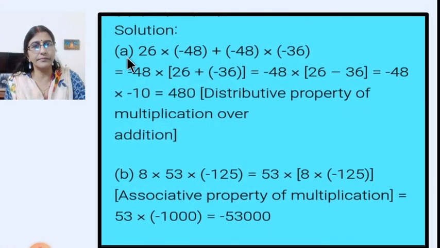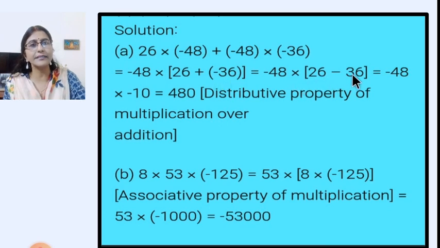First one is 26 into minus 48 plus minus 48 into minus 36. You can see here minus 48 is here also, here also. So it is common. So we will take this common number outside. So next step we will write minus 48 multiplied by, and this number we will write inside the bracket plus, and this is minus 36 is written, and then bracket is closed. And then next step will be again minus 48 will write, and then we will solve this too. So plus minus will be minus. So 26 minus 36. Now we are going to subtract these two numbers.